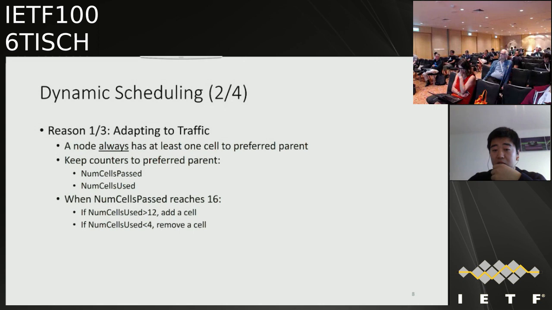The first reason is adapting to traffic. First of all, a node always has at least one cell to its parent, and in fact there will be two: one dedicated cell reserved by the scheduling function, and one minimal cell. We also keep two counters for the preferred parent: number of cells passed, which counts how many dedicated cells have passed, and number of cells used. This counts when there's a packet that needs to be transmitted on the dedicated cell. It doesn't matter whether the transmission is successful or not; it adds one whenever there's a packet to send. The decision is made when number of cells passed reaches 16. When number of cells used is greater than 12, we add a cell, and if it's less than 4, we remove a cell.